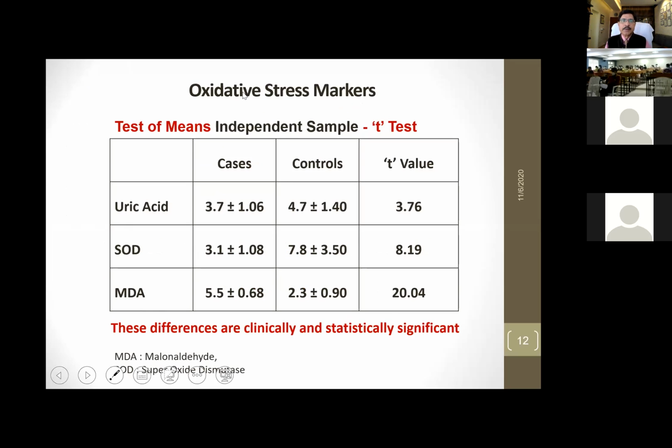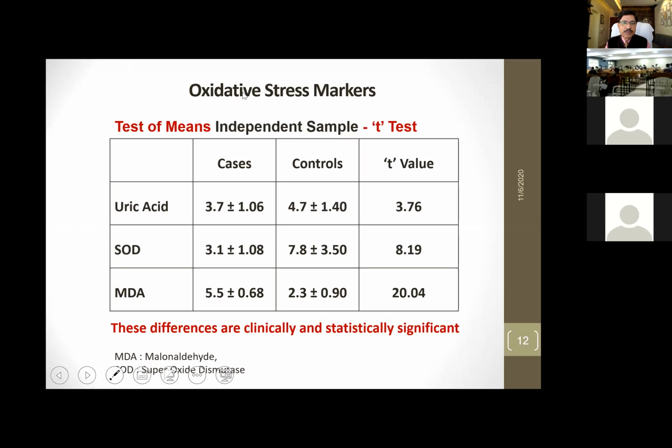So for example, independent t-test, cases and controls, uric acid in the cases 3.7 plus minus 1.06. Is it less than 50% of the mean? Yes, it is. Like that, every value you check whether it is less than 50% of the mean value. Mean value 4.7 and the standard deviation is 1.4. So uric acid, cases and controls.